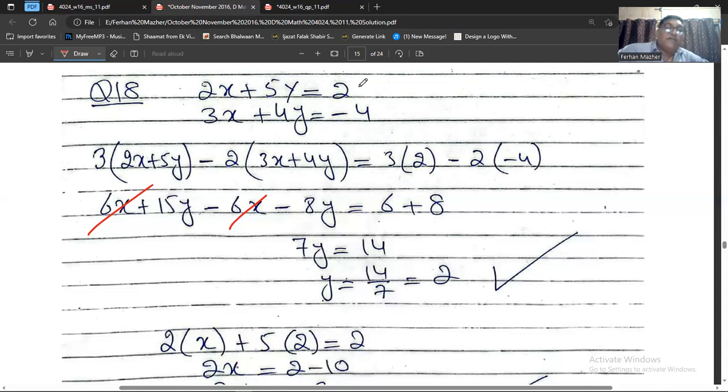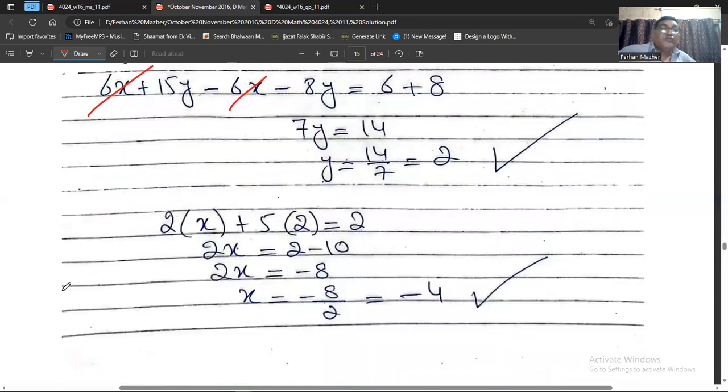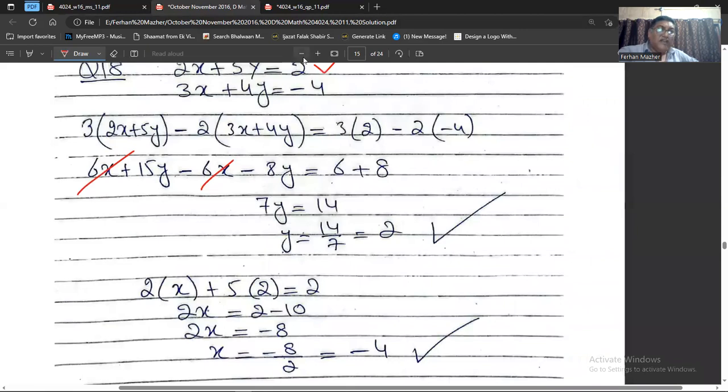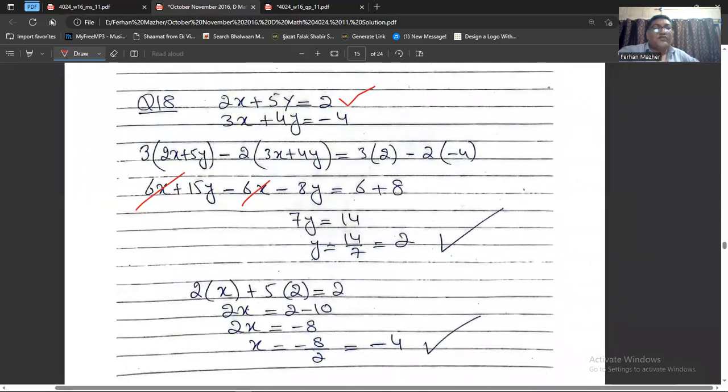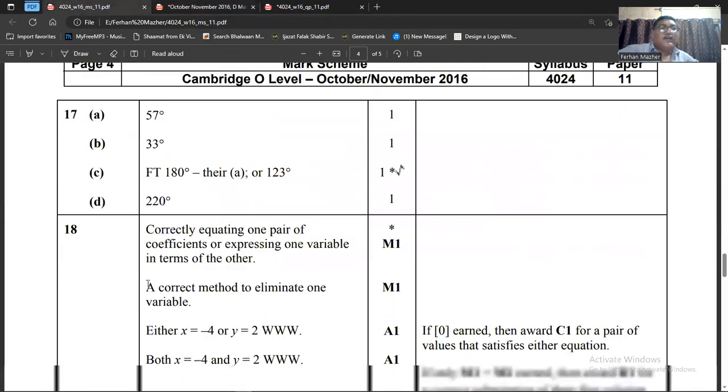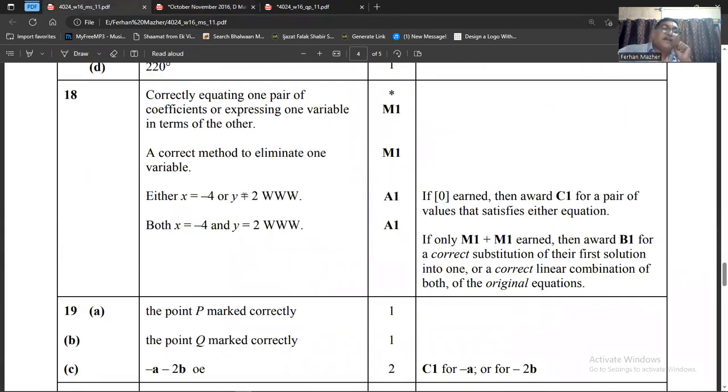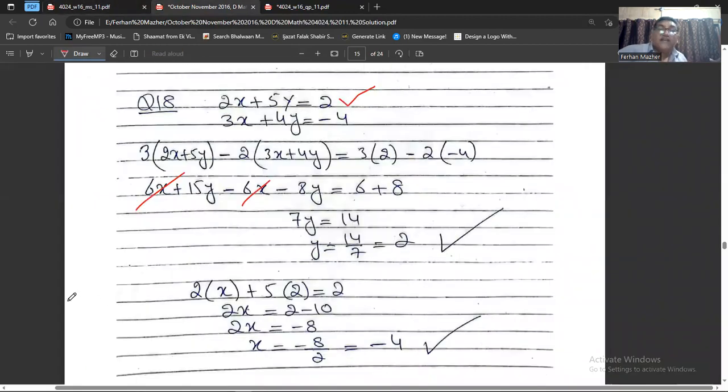Once you know the value of y, just put this value of y in the first equation in the place of y. So here you see 2 into x plus 5 into 2 equals 2. So it will be 2x plus 10 equals 2. So 2x is equal to 2 minus 10. That 10 has gone to the other side. So 2x will be equal to minus 8. So x will be equal to minus 8 divided by 2, and that will be minus 4. So the value of x is minus 4, and the value of y is 2. So our answers are right.